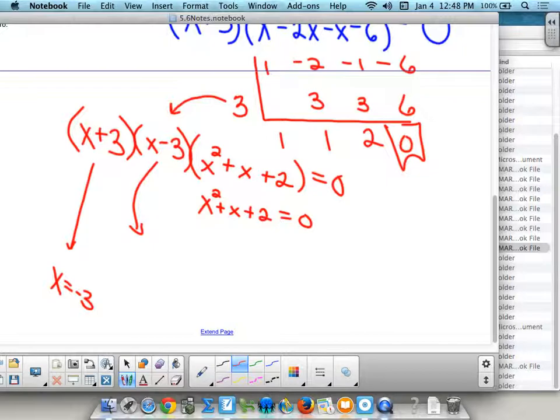Brady, move your pencil. I was doing the trick. Give you about another 30 seconds.